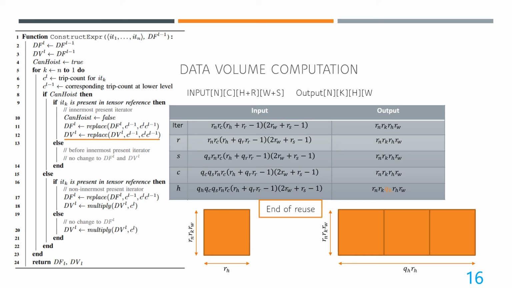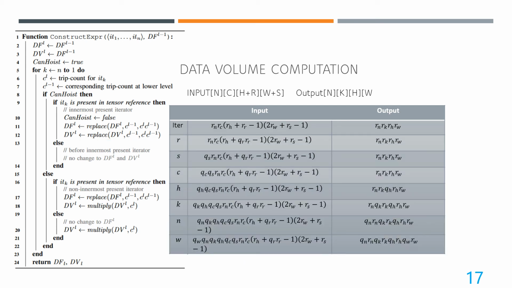Iterator H is used in the index expression for the output tensor. We replace RH by QH times RH. Incidentally, for the output tensor, there is no possibility of partial reuse, and henceforth, we will stop getting reuse for the output slice. This slide denotes the final data volume expressions considering all loops at this tiling level for the input tensor and output tensor. The computation of data volume for the weight tensor is similar to that of the output tensor. We omit computation of footprints for brevity.